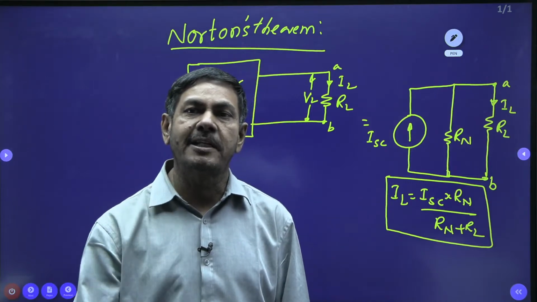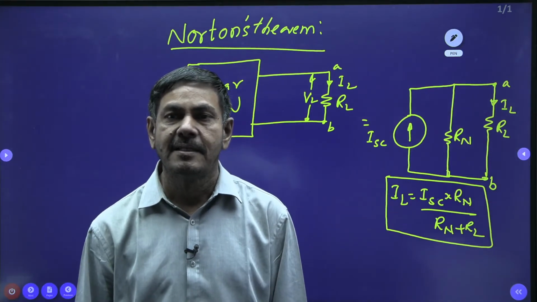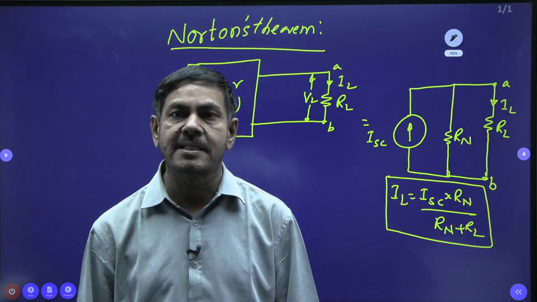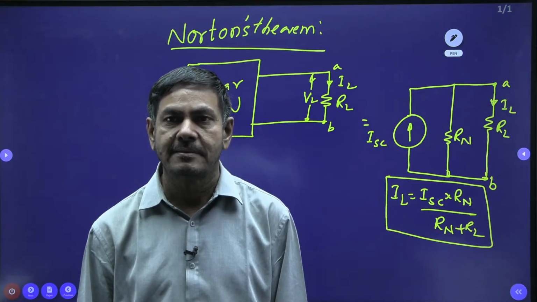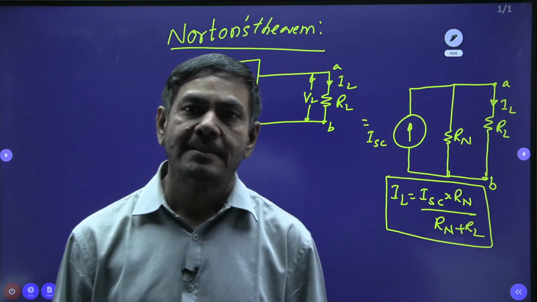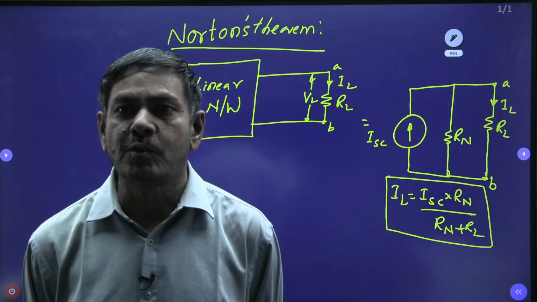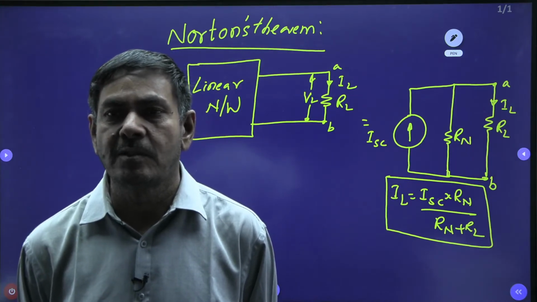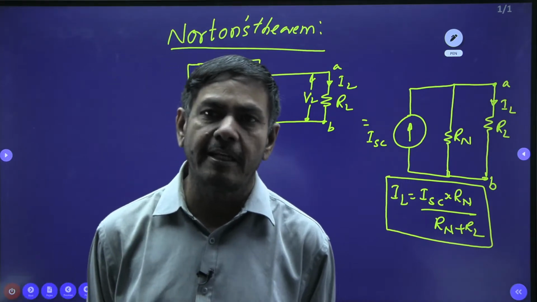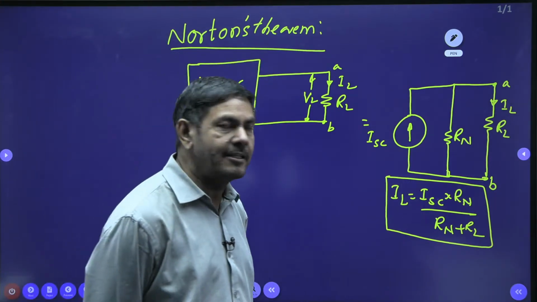What does the load being removed mean, to measure what? RN or ISC? Can you say, Tushar? Load is to be removed to find out what? Load is to be removed and A and B must be shorted. Then you will determine what now? The current ISC. That way you can get it now.